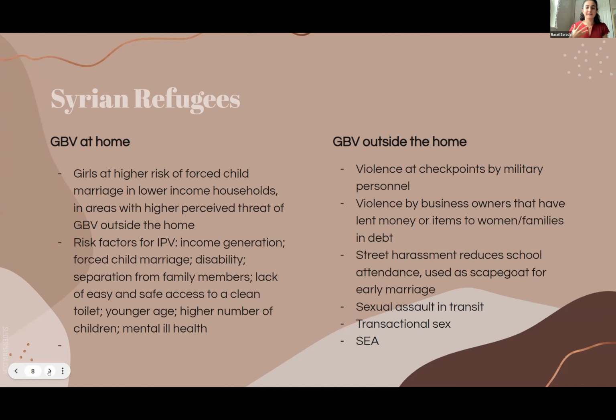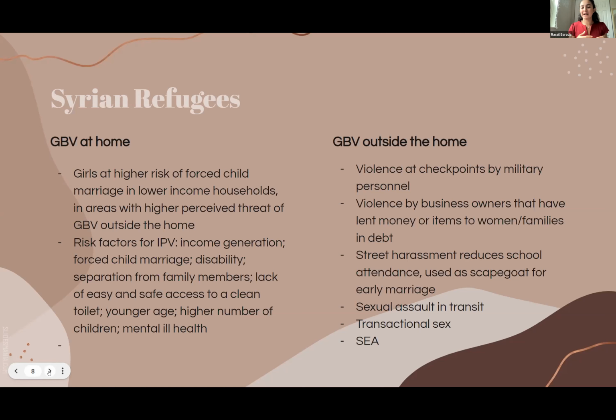So those who live outside of camps actually may have to travel farther to reach services. So this is for GBV outside the home, may have to travel farther to reach services because of what I mentioned before about how sometimes services are provided inside the camps. So sometimes they would have to cross checkpoints and interact with military personnel. Other risk factors may include debt to business owners, such as supermarkets, traveling long distances to schools.